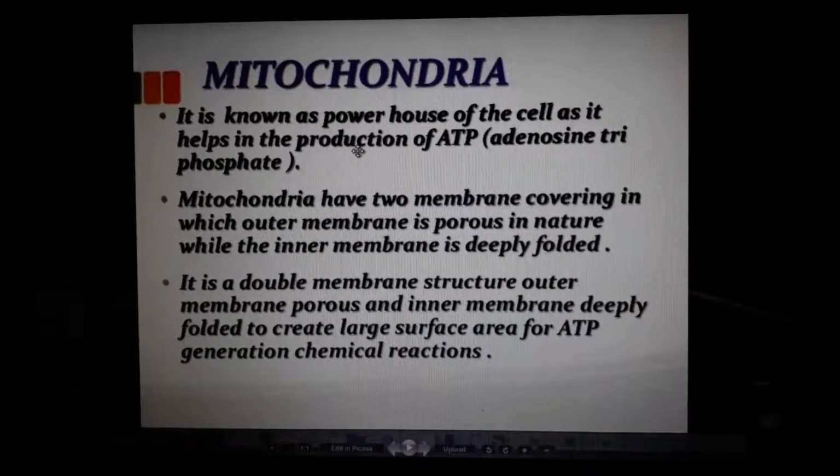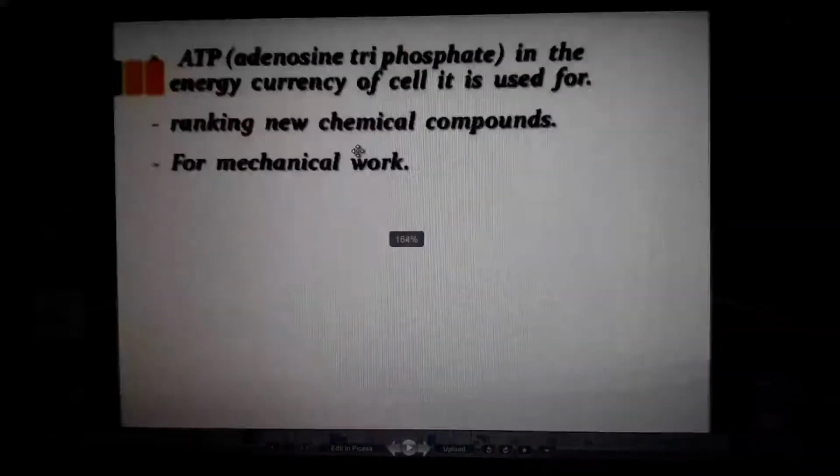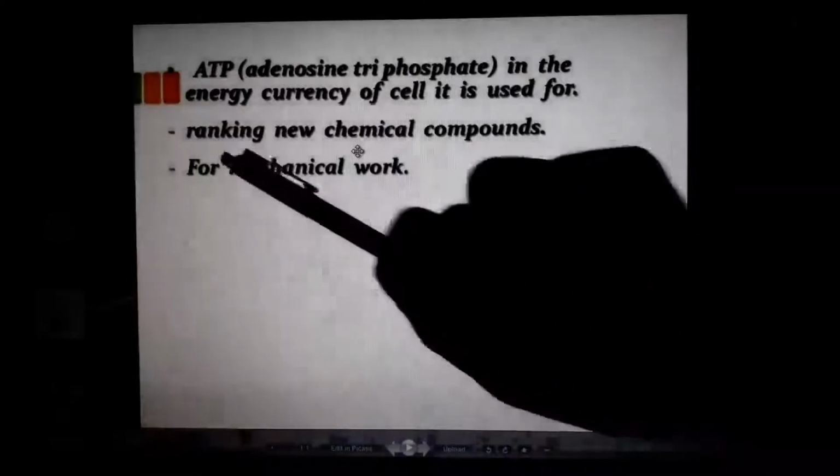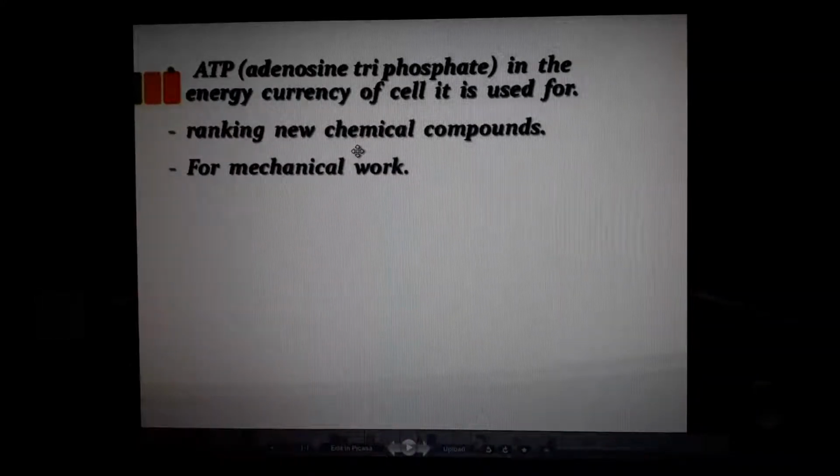Okay, leave it. Adenosine triphosphate is the energy currency of the cell. It is used for making new chemical compounds and for mechanical work. Whatever things we are doing, that is called mechanical work. Making new chemical compounds means it is used to form new chemical compounds which are essential for our human body.